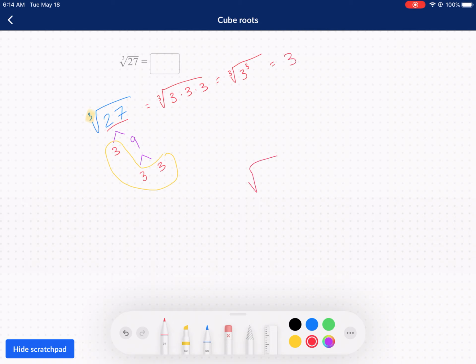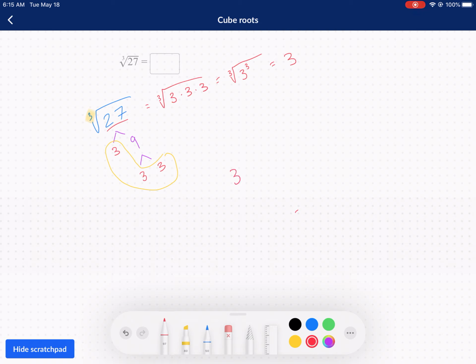Okay, it's like taking the square root of 4 squared. That's going to be 4. 4 squared is 16, not 14, and that's equal to 4. It's the same thing here. A cube root undoes raising something to the third power.